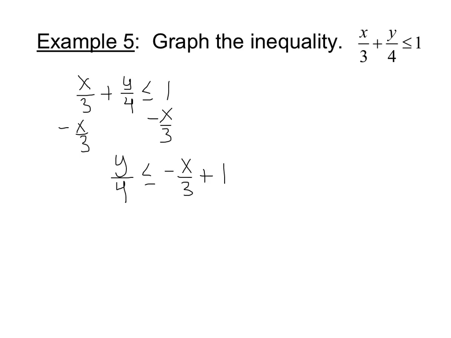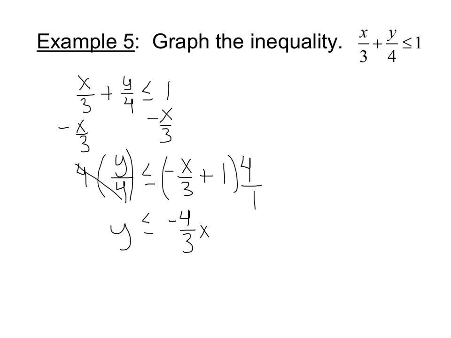Okay. Now I say, how do I get rid of this dividing by 4? Multiply everything by 4. So I get y is less than or equal to negative 4 over 3x, because remember, if you need to, put over 1, top times top, bottom times bottom, plus 4. So my slope is negative 4/3, and my b is 4. B is where you begin. That's my y-intercept, okay?